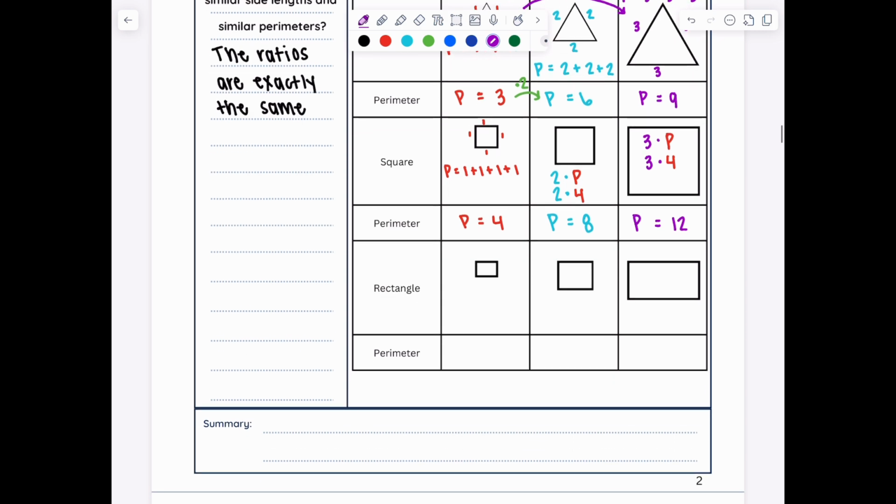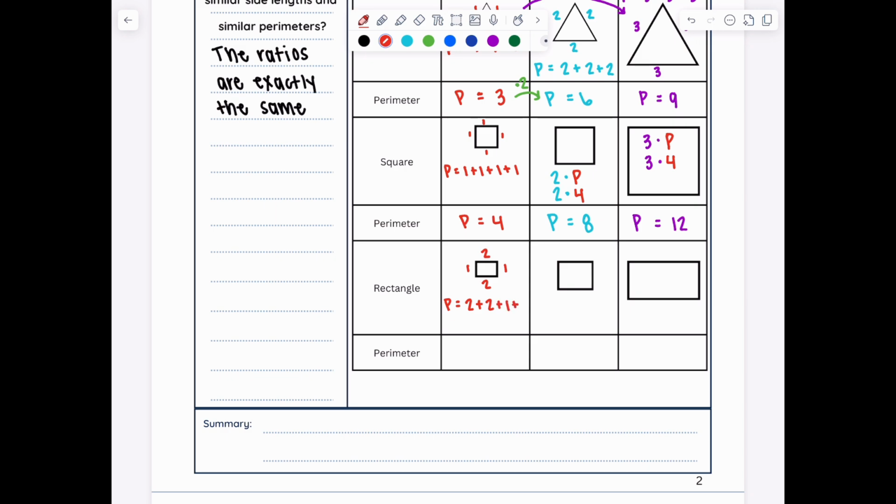Think about this as dilation, where you're just applying a scale factor. That's essentially what's happening here. So with a rectangle, we're going to do the exact same thing using our scale factors. But with a rectangle, we have two sides that are the same and two other sides that are the same.